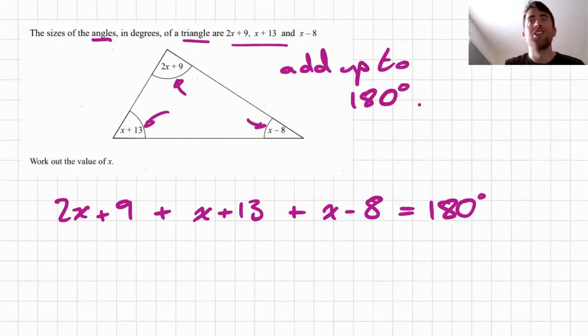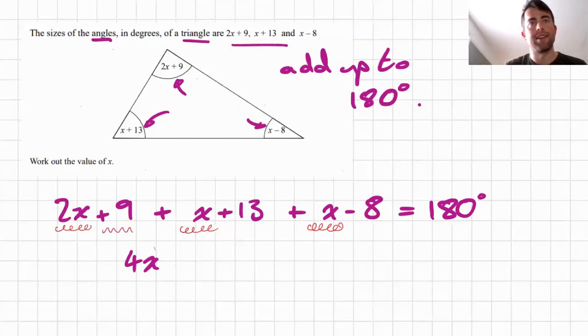Now looking at that, just what do you reckon we're going to do with it? We're going to draw on your knowledge of simplifying. This here looks like we can simplify it. We've got 2 x's, another x and another x. How many x's is that? That's 4 x's.